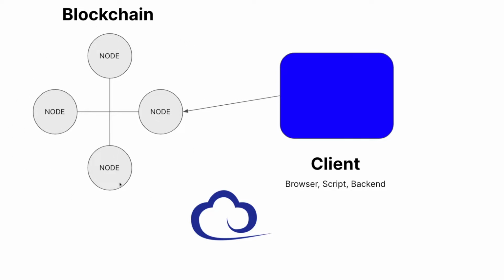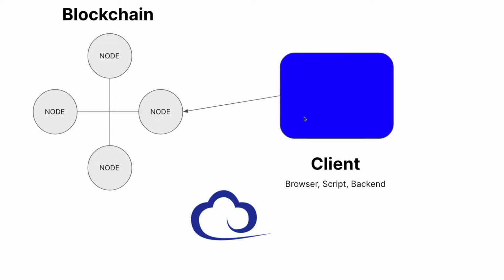Let's say you want to create some kind of dApp, a website that wants to harness the full power of the blockchain. You want to create a website that, for example, signs a transaction or interacts with some of the smart contracts on the blockchain. So how do you do that? You can do that through a web browser, through a script you write, or through a backend server.